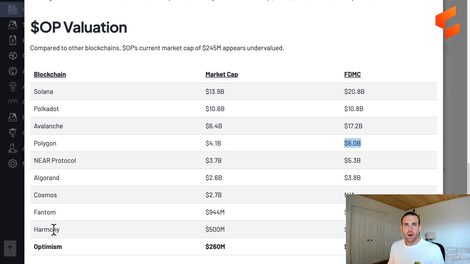Now, I do think they have an issue with the circulating token supply compared to total token supply. Now, let me change my screen.